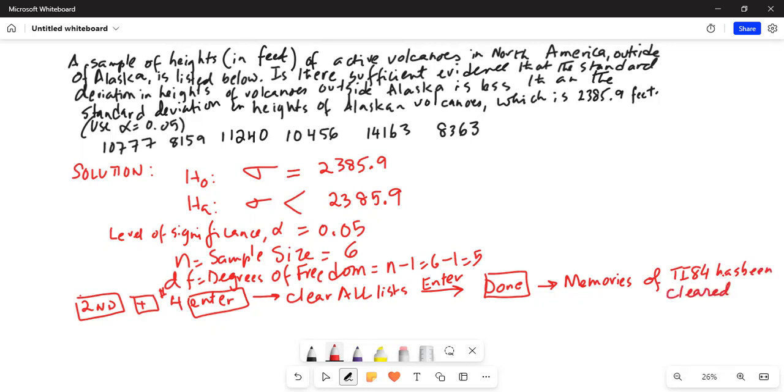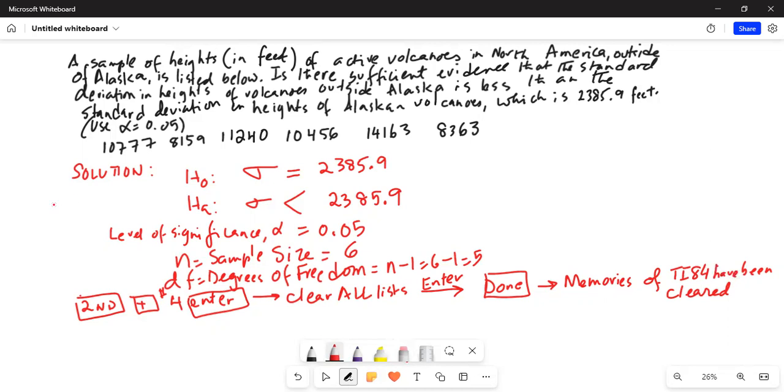So let's do that. Second button. Plus button on top of enter. Then number 4. Clear all list on the calculator screen. Then enter. Done. Memories of the TI-84 have been cleared. Okay.